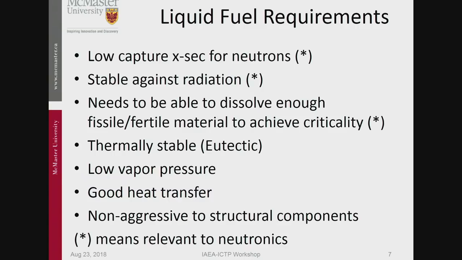It has to be stable against radiation, so you don't want your salt to fall apart if you irradiate it. And this is actually a big one: it needs to be able to dissolve enough fissile and fertile material to achieve criticality. That has an asterisk because criticality is, of course, a neutronics thing. But being able to dissolve enough material is not neutronics, that is a chemical thing. It needs to be thermally stable, and in particular, they always talk about eutectic.